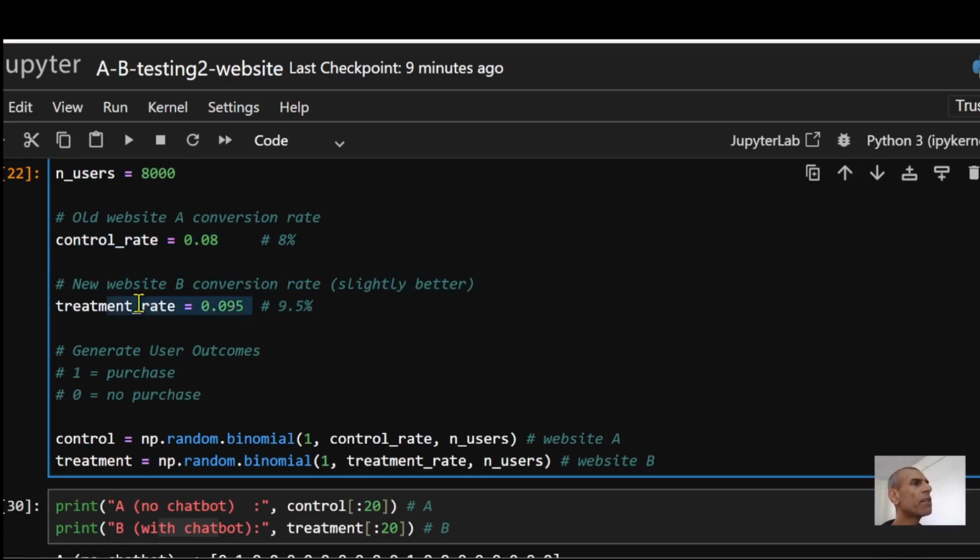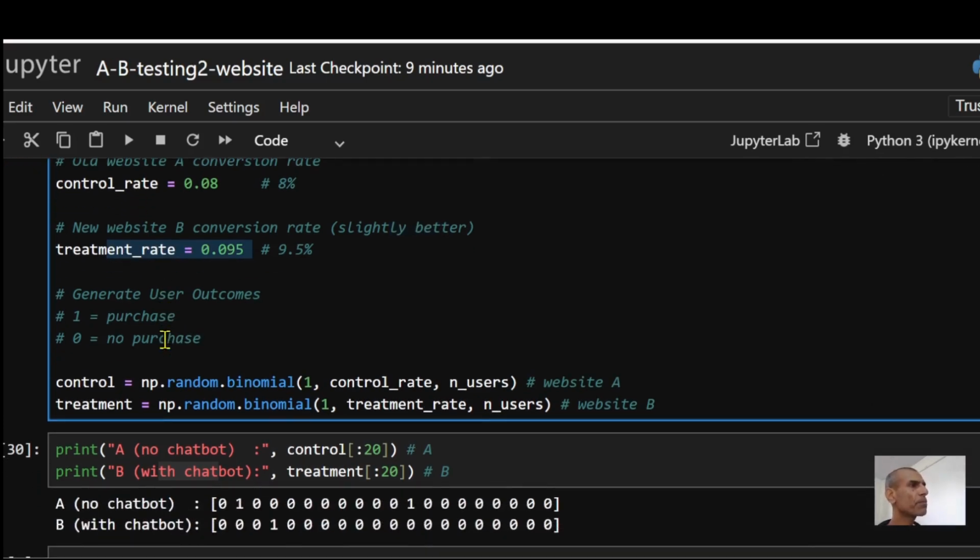So I want to generate data based on these two parameters. If the user comes to your website and makes a purchase, it's going to be 1. If he does not make a purchase, I want it to be 0. So I'm creating an array that is your control. This is going to contain 0 and 1. 0 means he did not make a purchase and 1 would mean he made a purchase. So this particular inbuilt method generates this data for me. And likewise, I'm generating another data for B right here, the treatment data, this is for website B.